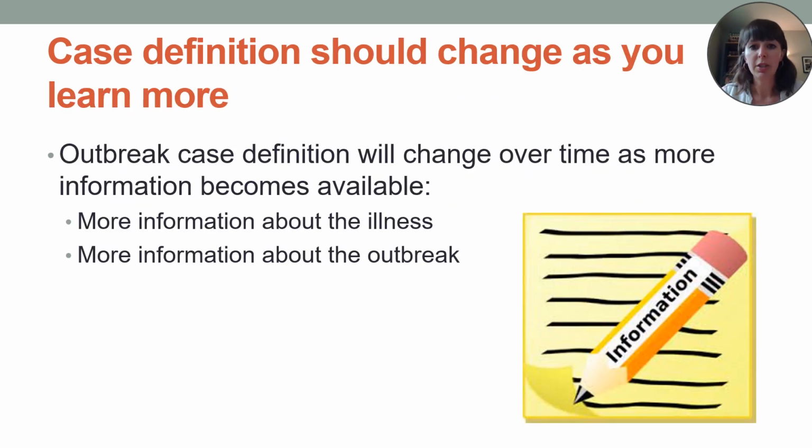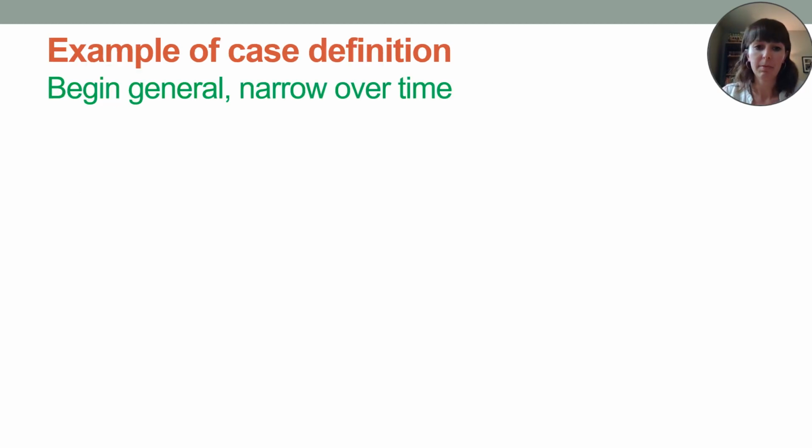Now, case definitions should change over the course of the outbreak as you gain more information about both the outbreak and the illness itself. So you may start with cases who only have symptoms, and then as you get more laboratory testing, you might add that laboratory confirmation to your case definition. So let's look at an example. You'll see that we often begin pretty sensitive in our case definition, and then we become more specific over the course of the investigation.